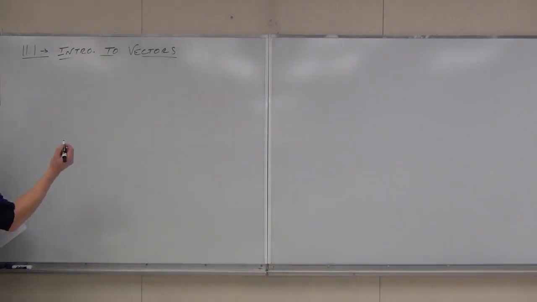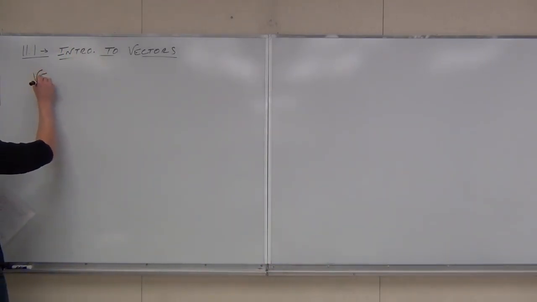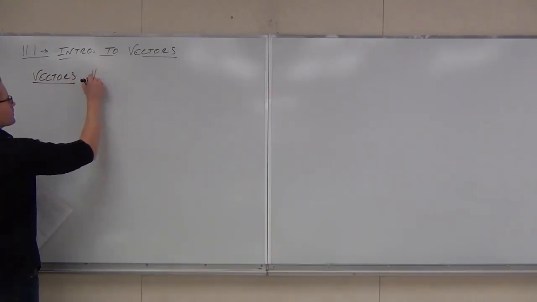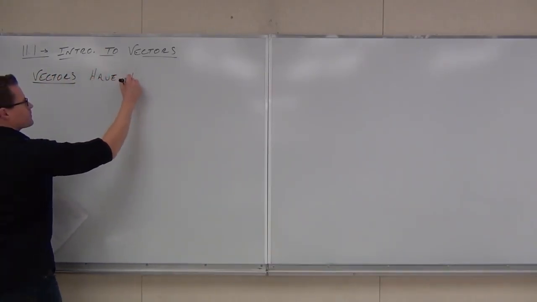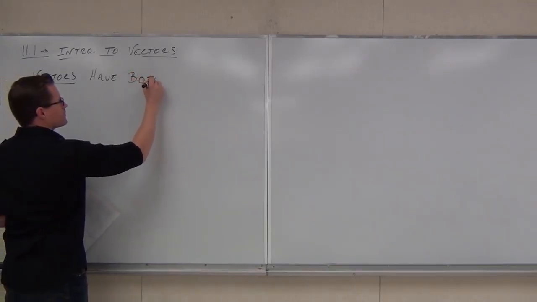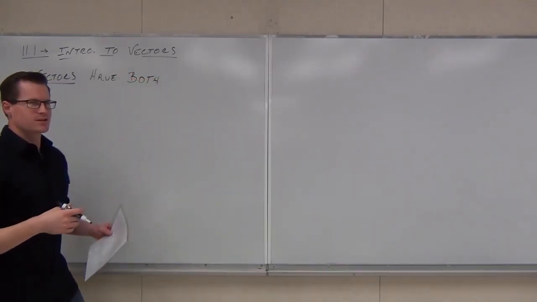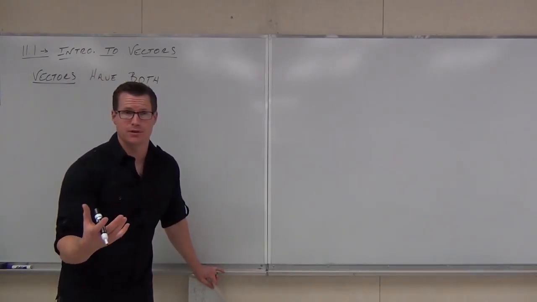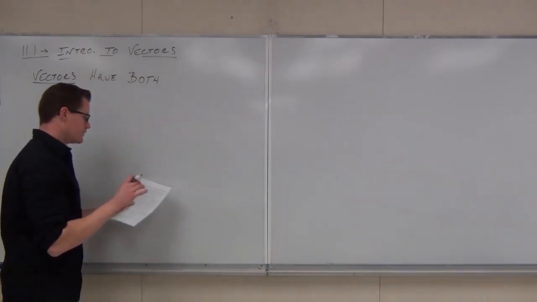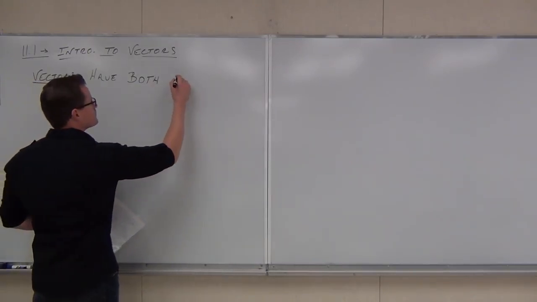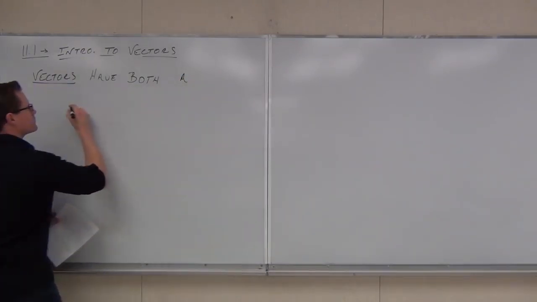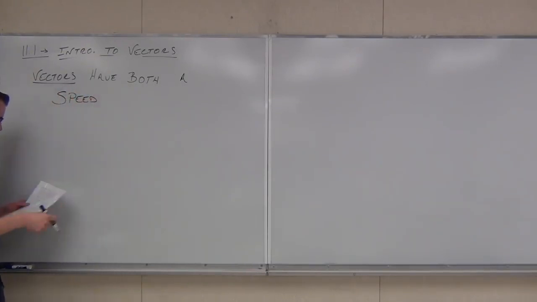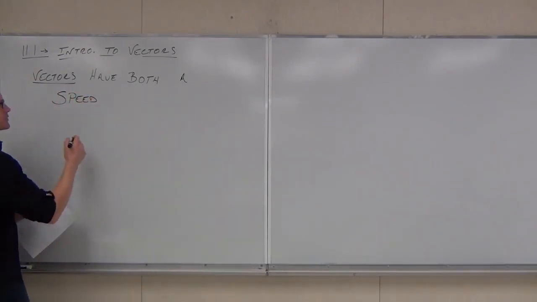Here's what vectors have. Vectors are a way to describe motion, a way to describe a particle, a way to describe even a function later on, that give us both a speed and a direction.